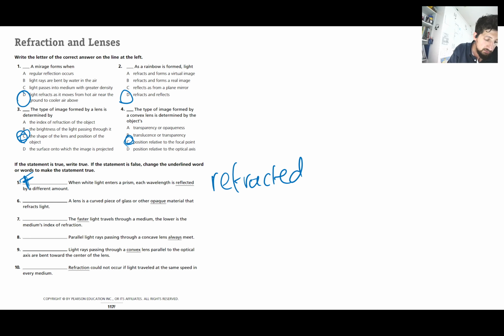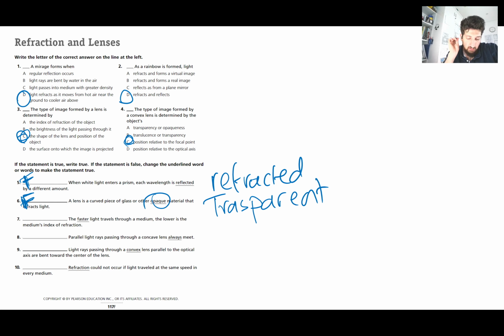Number 6 says a lens is a curved piece of glass or other opaque material. Opaque? True again? No. False. Transparent. The faster light travels through a medium, the lower is the medium's index of refraction. That is actually true.